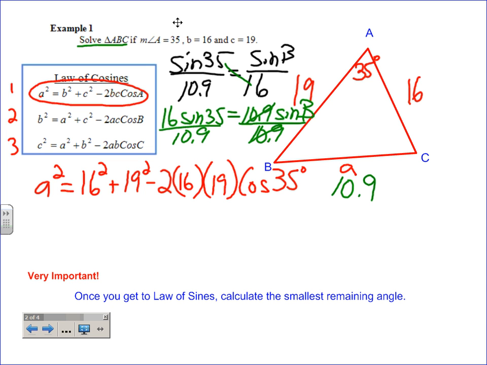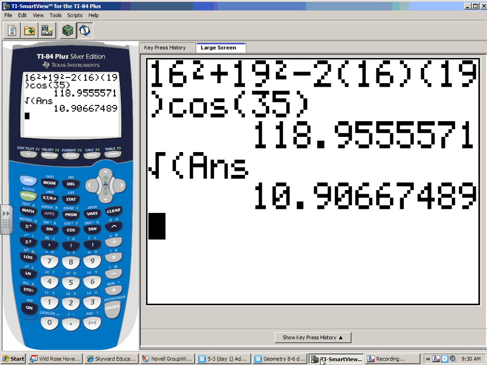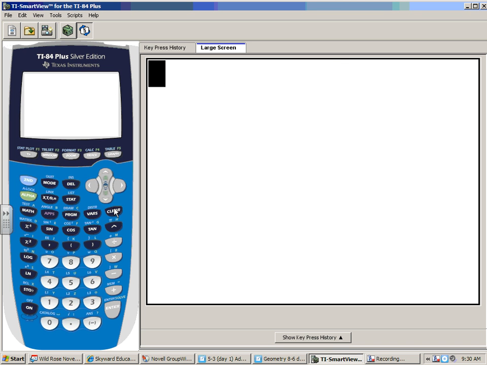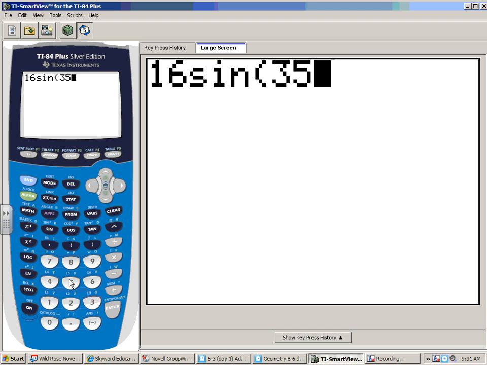Sine of 35 over 10.9. Again, I'm just writing it on the other board so that when I go to my calculator, I'll be able to type that in. Everybody ready? So let's get rid of all that stuff. So we got 16 sine 35. Wow, apparently it helps if you hit sine though. Parentheses this time, important, not important? Yeah, big time important, right? But again, if you just do it all the time, then you should be fine. And then divided by 10.9.